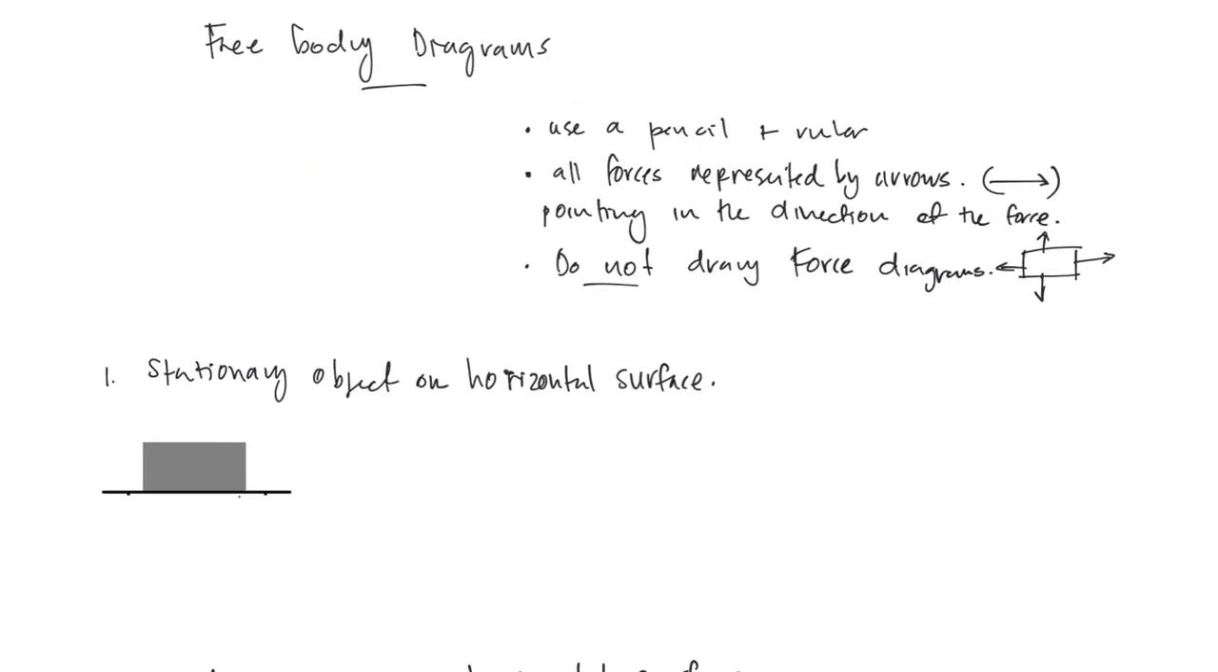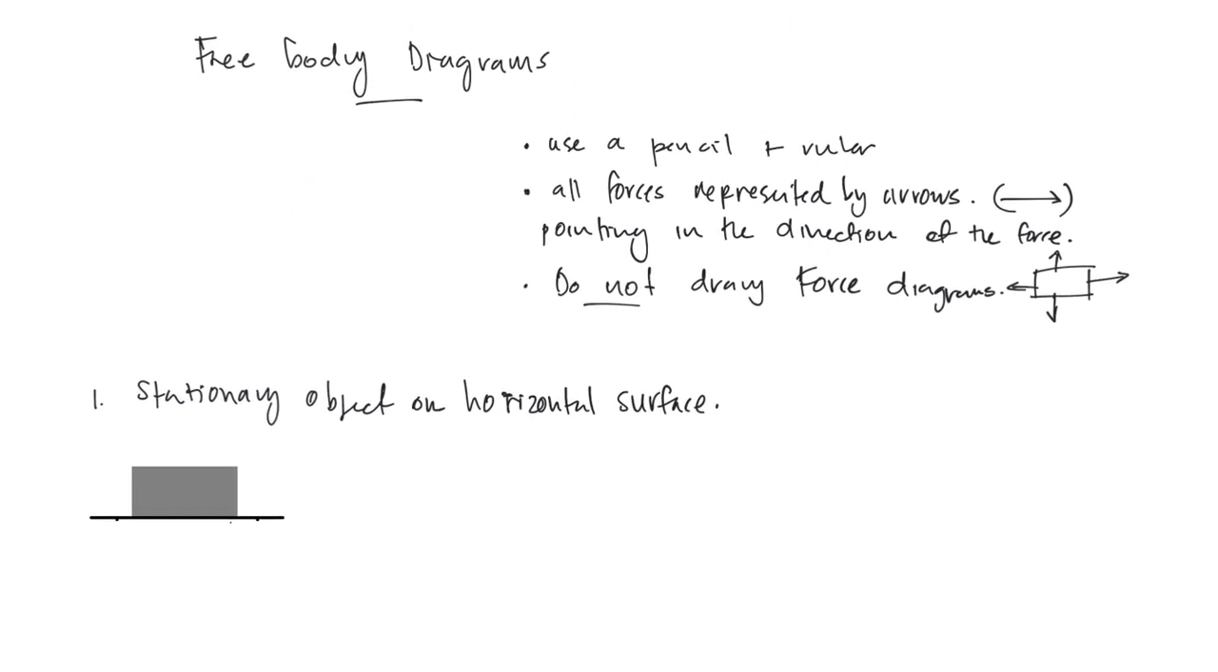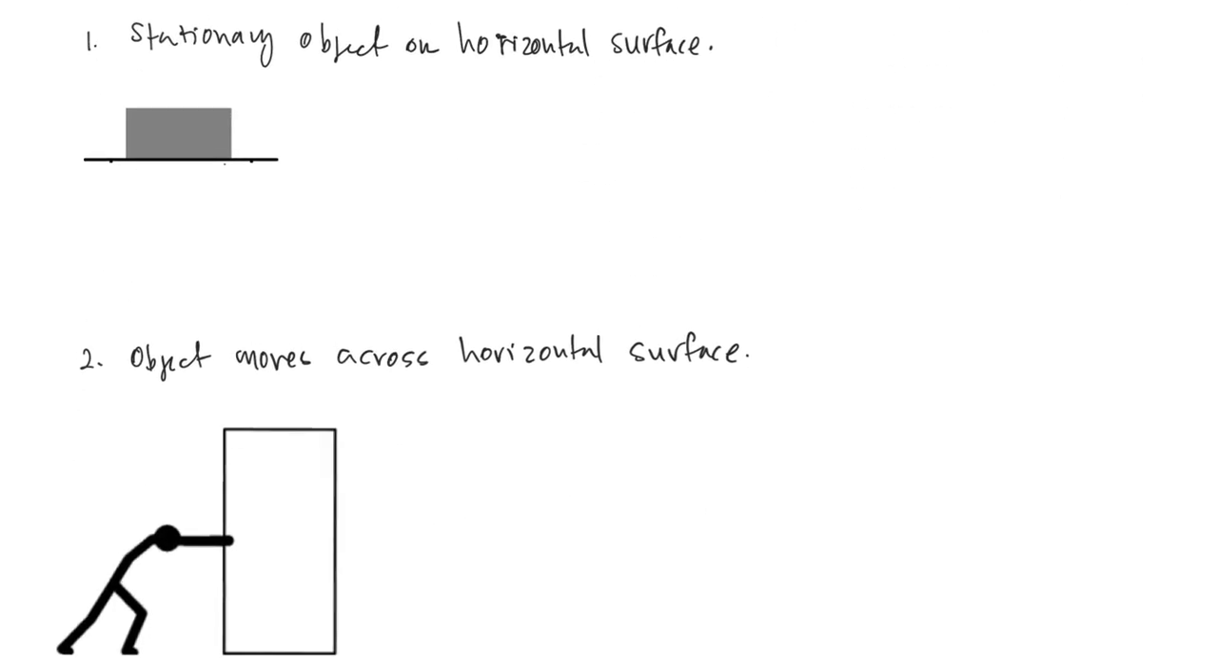With free body diagrams, I just want to go through these different free body diagrams so that once and for all you have these forces sorted out. The first thing is that they need to be drawn with a pencil and a ruler. All forces need to be represented by arrows pointing in the direction of those forces, and do not ever draw force diagrams. What we mean by force diagrams is the one with the block. We're only going to do diagrams that use a dot as an object. So let's look at the first scenario.